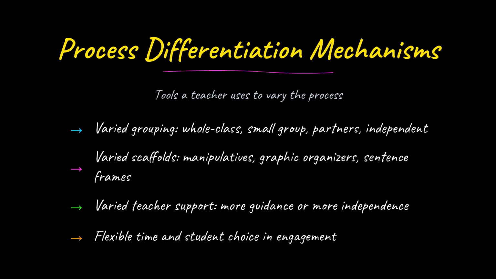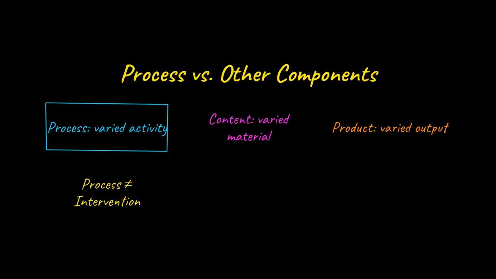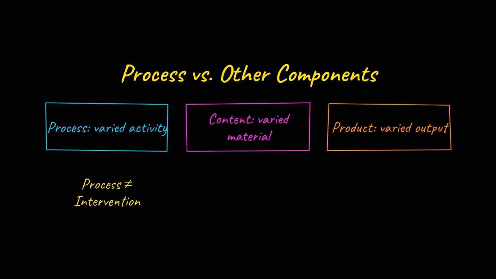Each lever targets how students move through the content, not what the content is. On exams, process differentiation is confused with content or product differentiation, and with Tier 2 intervention. Remember, process is the during-instruction activity varying while content and output stay constant. Small group work inside universal instruction is process differentiation. Small group work as a supplemental layer is targeted intervention. Those are not the same thing.